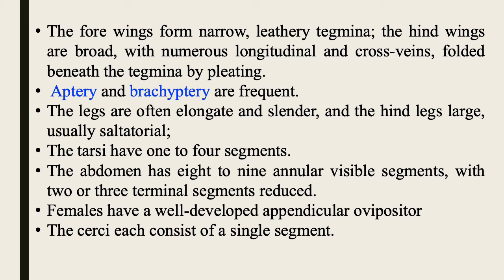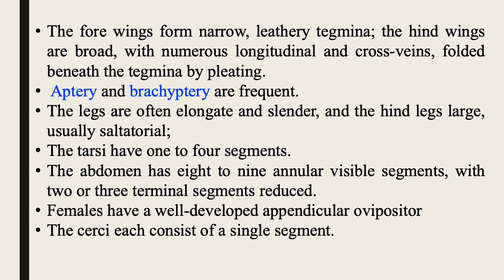Now we come to the forewings of the insect. These are the morphological characters you should know. The forewings of orthopterans are formed of narrow leathery tegmina. Tegmen is the forewing of orthopterans and it is leathery in nature. The hind wings are broad with numerous longitudinal and cross veins and is folded beneath the tegmina by pleating.